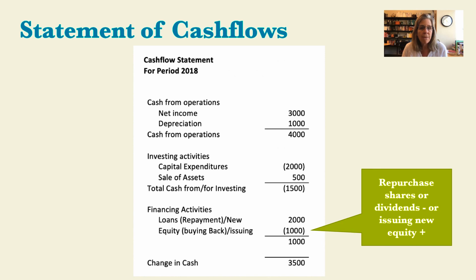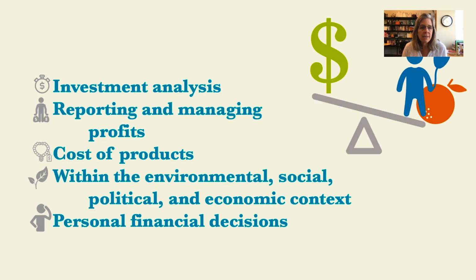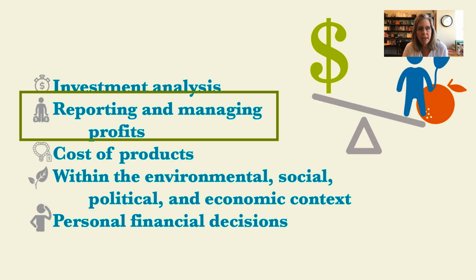If we look at the $4,000 from operations, we spent $1,500 of that on capital expenditures, and then we also got a $1,000 increase from financing activities. So the net change in cash is $3,500. We increased our cash balance by $3,500. That's a simple look at the cash flow statement, and again, it falls in the area of reporting and managing profits.